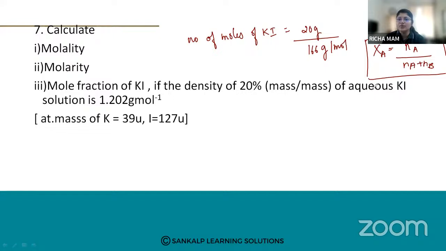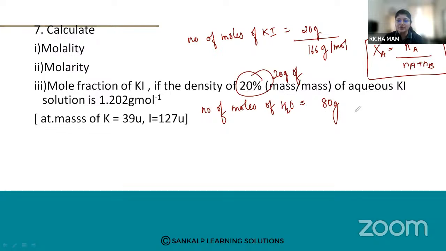Now, similarly, this is for the solute. Now I have to calculate for the solvent. What is the number of moles of solvent? That is water, the number of moles of water, H2O. The given mass of the water is 80 grams, right? Because 20% means 20 grams of solute dissolved in 80 grams of water. So 80 gram divided by 18 gram per mole.